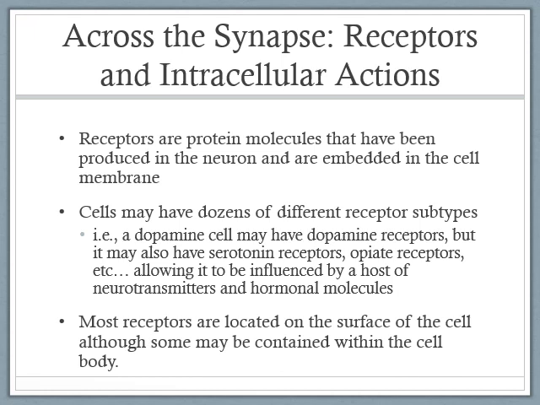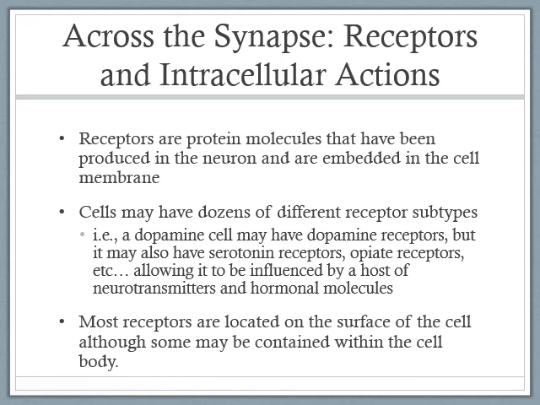Receptors are protein molecules that have been produced in the neuron and are embedded in the cell membrane. A portion of the molecule is exposed on the surface of the neuron membrane. The exposed portion has certain binding sites where messenger molecules are able to attach themselves. Messenger molecules, keep in mind, are neurotransmitters. They activate the receptor and the other end penetrates into the cell. Cells may have dozens of different receptor subtypes. For example, a dopamine cell may have dopamine receptors, but it also may have serotonin receptors, opiate receptors, etc., allowing it to be influenced by a host of neurotransmitters and hormonal molecules.